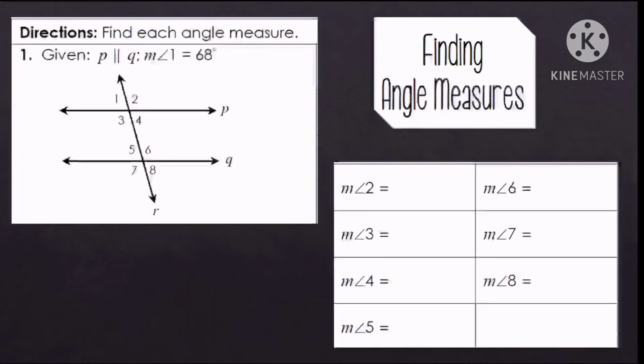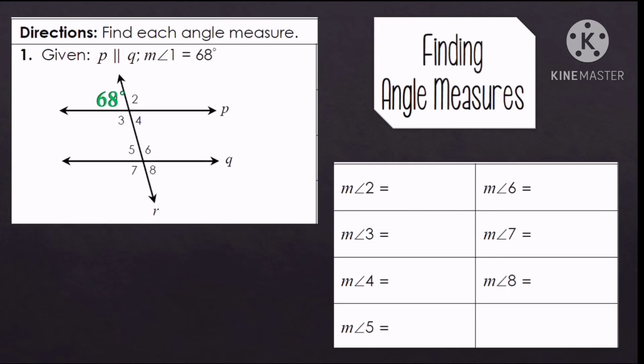So I have an example for you here. This is pretty much always going to be consistent of how we do this. I'm looking for the measure of angle 2. If you read the problem, it says, given P is parallel to Q, measure of angle 1 is 68. So write in 68. I can start solving things.